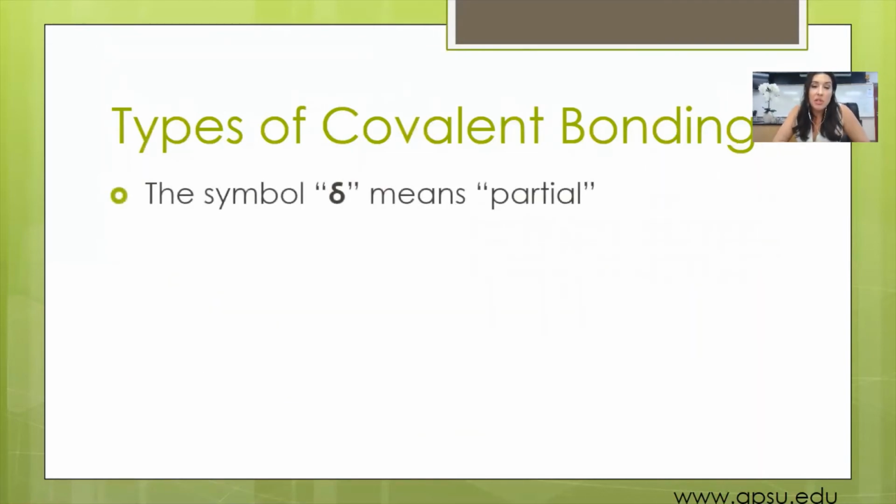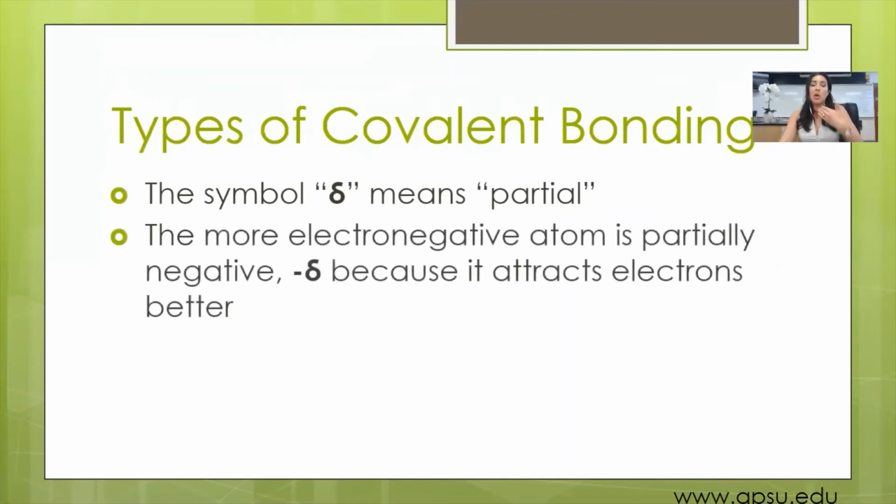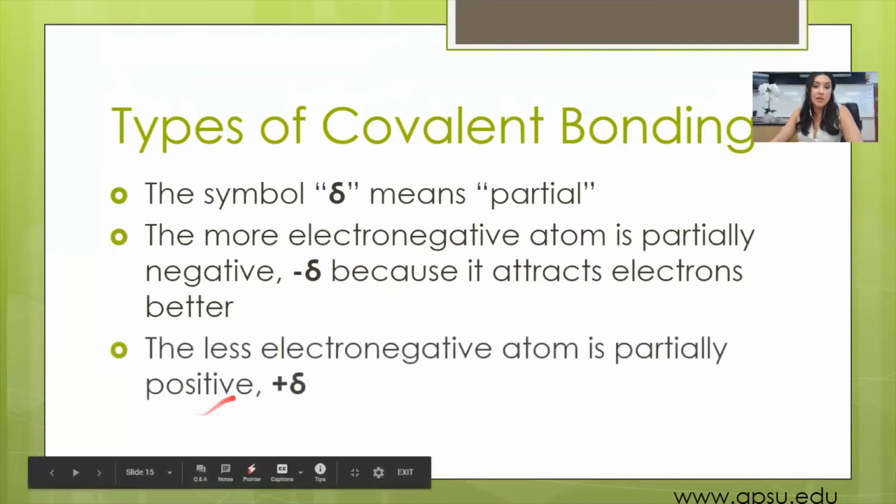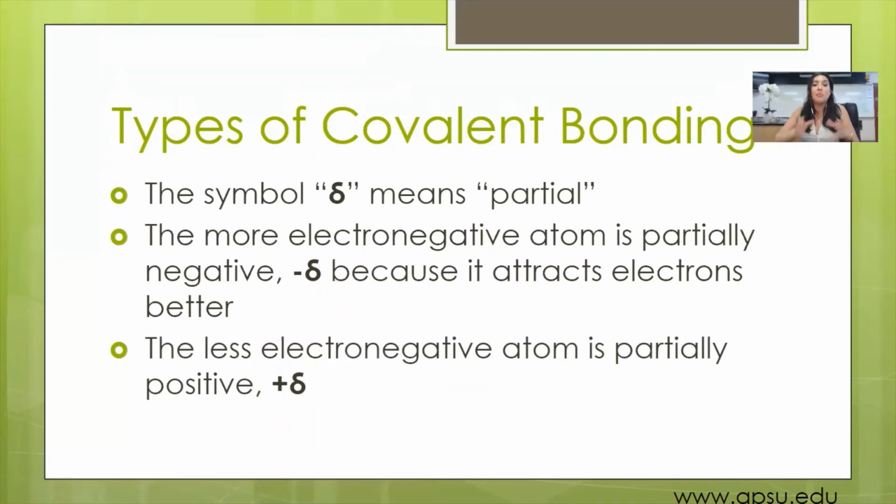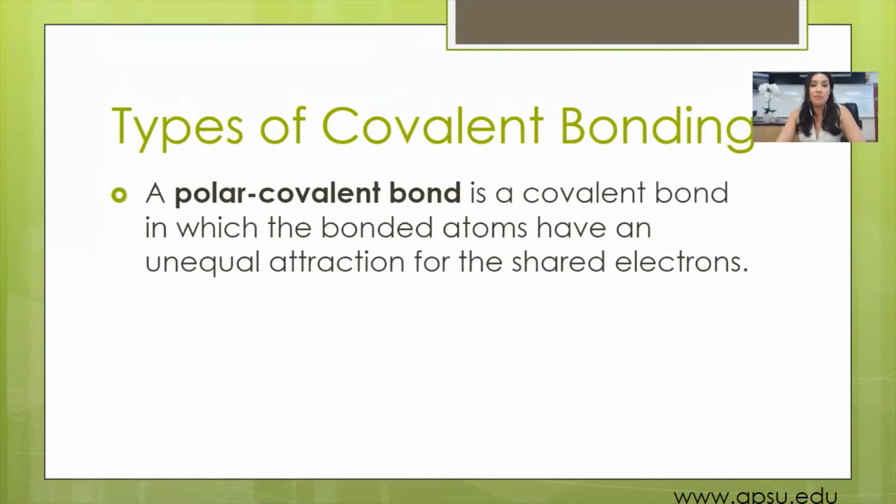This small symbol, this lowercase delta, is shorthand for partial. It means somewhat. So the more electronegative atom is given a negative delta because it attracts electrons better. So it's partially negative, so we give it this small sign. The less electronegative element, according to our Pauling scale of electronegativity, gets the distinction of having the positive partial sign in front of it. So that means it's partially negative and partially positive, respectively.